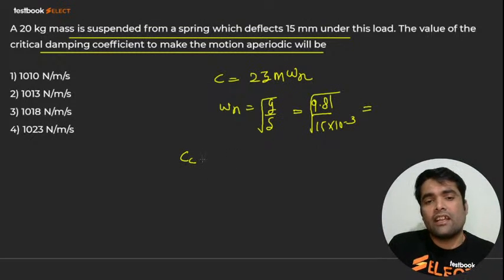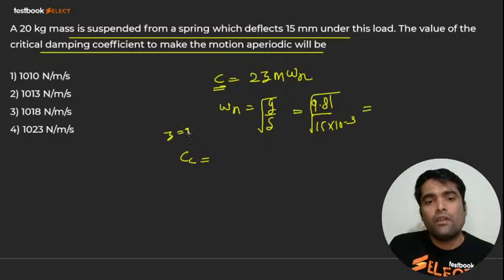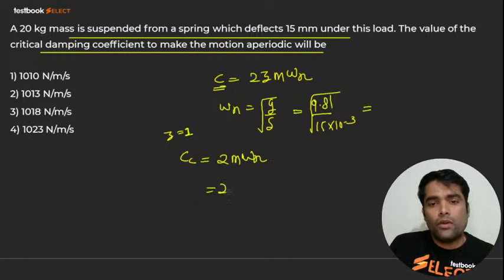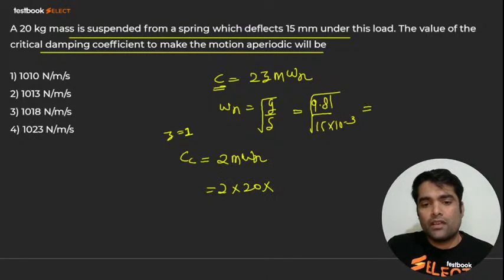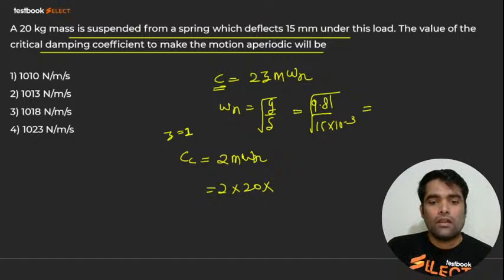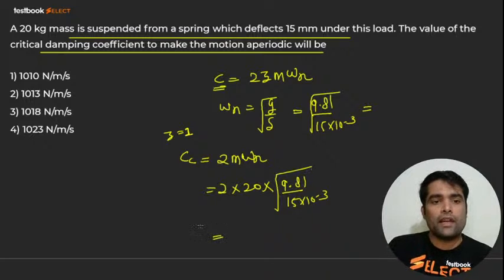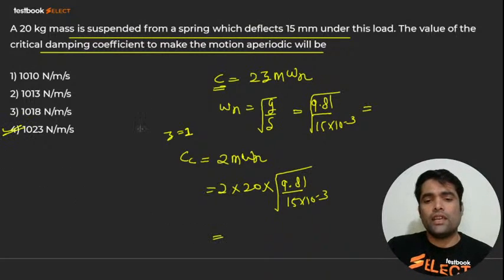When it is critical, the damping coefficient becomes critical when zeta is equal to 1. So the formula will become twice m into omega n, that is 2 into 20 into omega n. How much is omega n? You can simply put root of 9.81 divided by 15 into 10 raised to power minus 3, and the answer will come. It is 1023, right? I hope you got it.